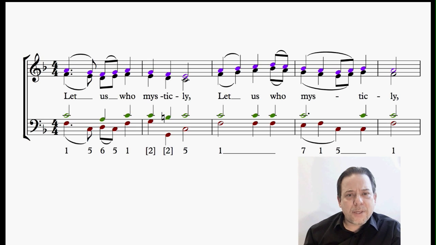Now when we play through this melody in all four voices, you can see the effect of this harmonization that we've applied to this melody.